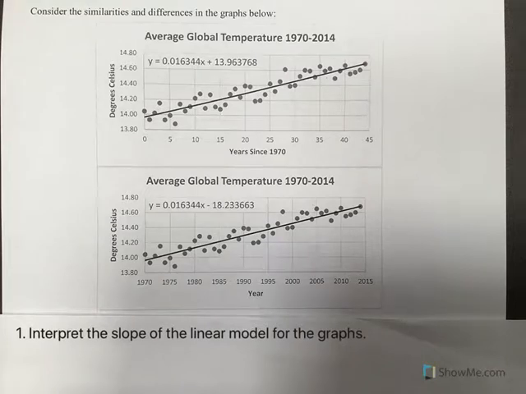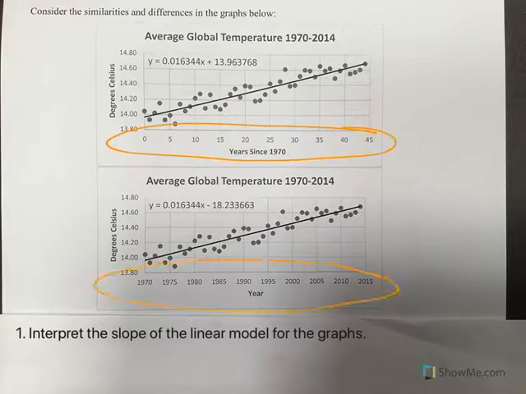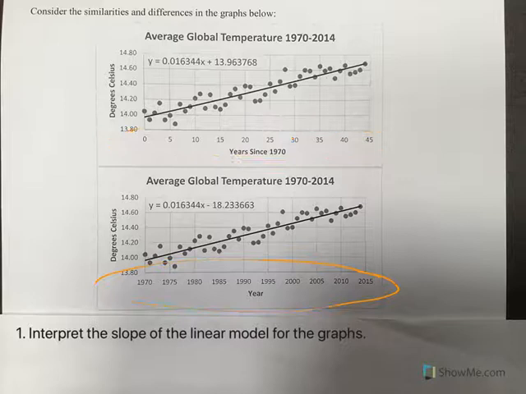All right, first we're looking at two graphs that show the same thing. Here's the difference. You ready? Look at the x-axis. In the first one, they're saying let 1970 be x equals 0. And in the second one, they're saying, well, let 1970 be 1970. So that's the difference. Everything else mathematically is pretty much the same. And we're going to talk about how those differences are impacted in the equation.